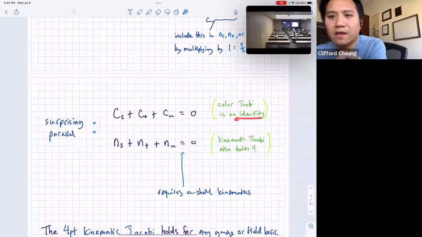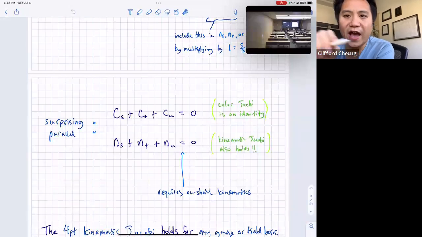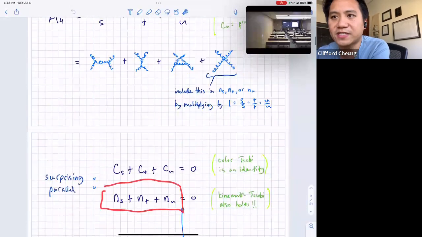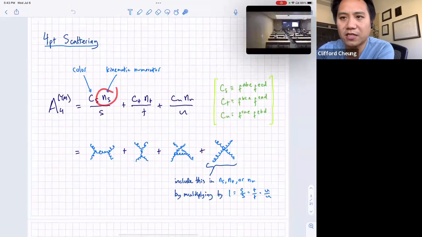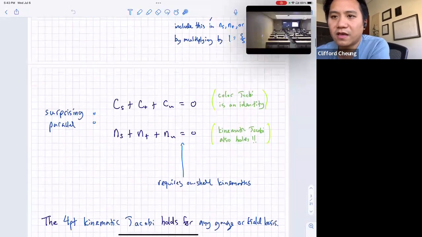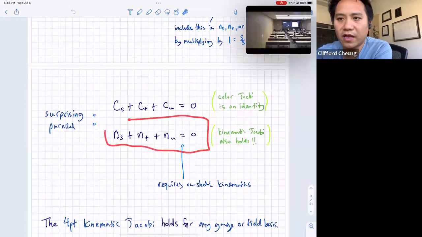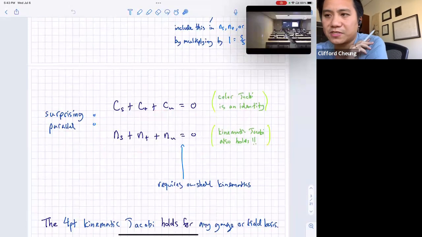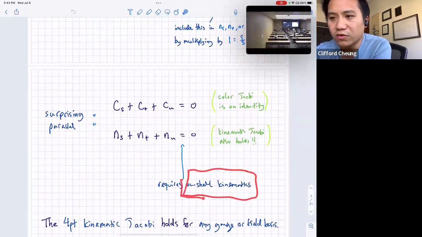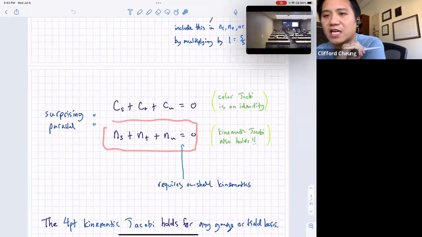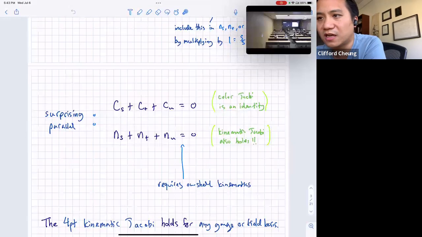This is an identity. But here's a surprising fact. If you take NS, NT, and NU, which I want to emphasize here, are kinematic dependent, so these depend on polarizations and momenta, they also sum to 0. I'm not going to do this for Yang-Mills, but I'll do this in some explicit examples in other theories shortly. But if we go on shell, so restrict to on-shell kinematics, we find that the numerators in this theory satisfy precisely the same identities as color.